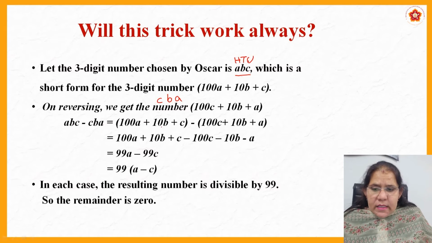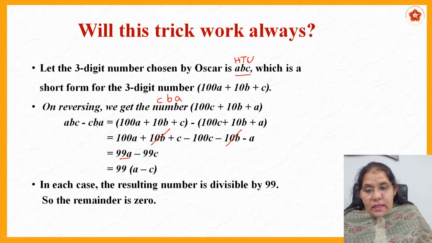So ABC minus CBA, let us put the values, and when we open the bracket, you see 10B gets cancelled. 100A minus A is 99A, and C minus 100C is minus 99C. 99 comes outside the bracket, that means 99 is taken as common, and in the bracket we get A minus C. Had CBA been greater than ABC?